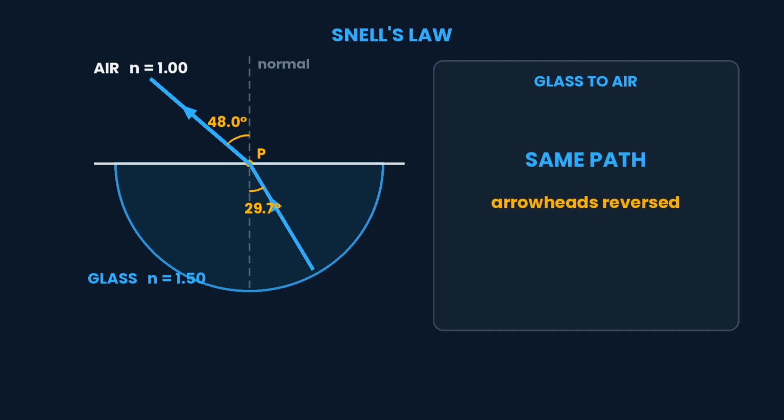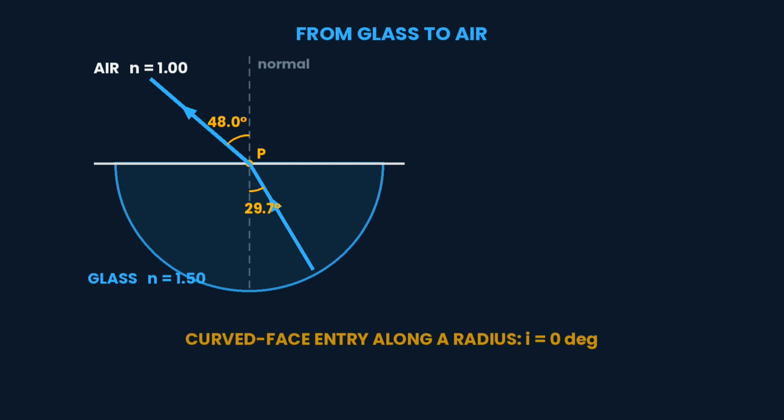Reverse the arrowheads and the light follows the same path back. Refraction is reversible. Follow that reverse path. The ray enters the curved face along a radius, so it meets that surface normally and does not bend there. When it crosses the flat face into air, it speeds up and bends away from the normal.